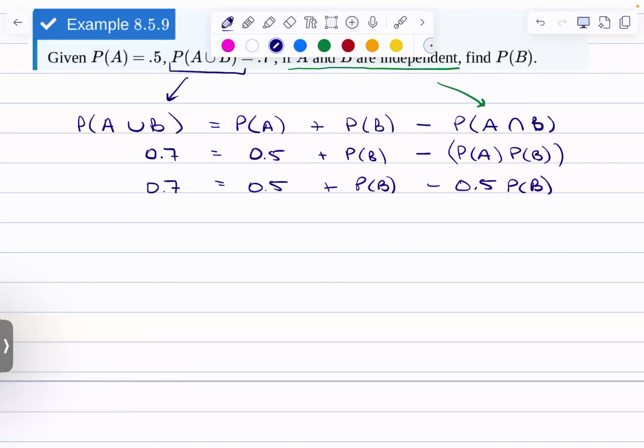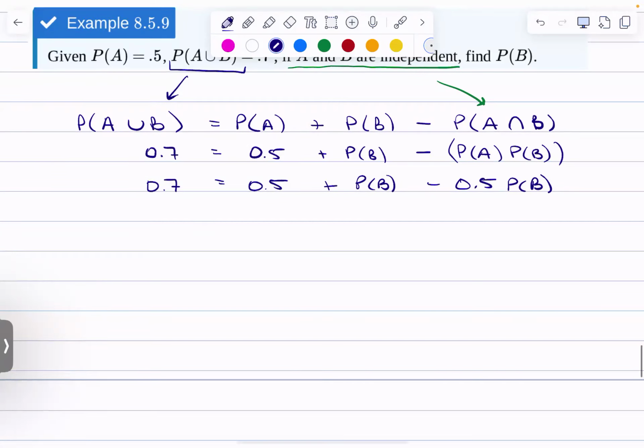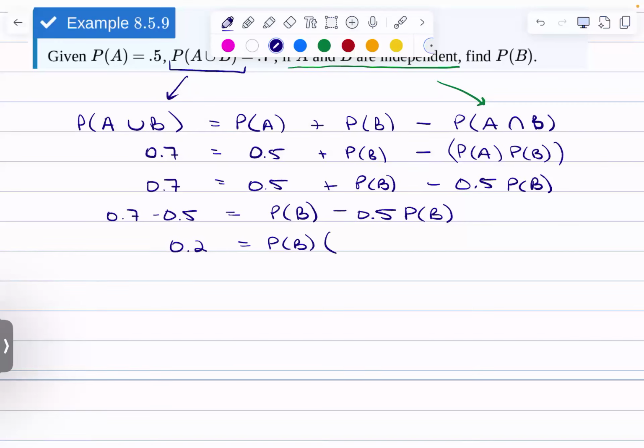I know I need to solve for the probability of B. And so what can I do? I'm going to shuffle everything that doesn't have a probability of B in it to the left-hand side. So I get 0.7 minus 0.5 is the probability of B minus half of probability of B. So I get 0.2 times the probability of B, pulling out a common multiple of probability of B, which is going to be 1 minus 0.5.